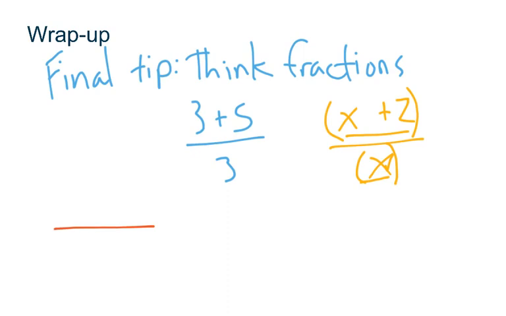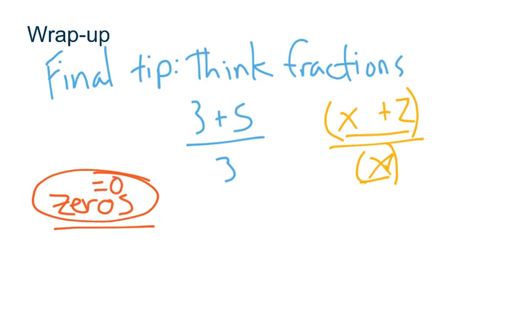Then the other thing I want to remind you of is the whole idea of zeros. The zeros are going to exist up here, and you find them by setting whatever's up here equal to 0. And then the excluded value, which I'll abbreviate EV, is going to be down here. Again, you set whatever the denominator is equal to 0 to find that.